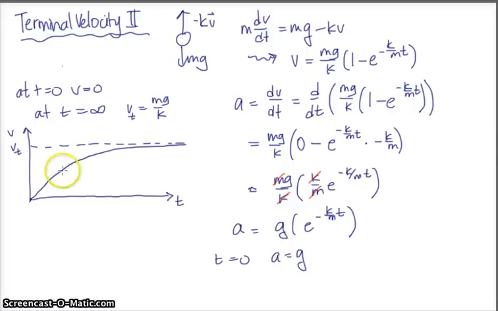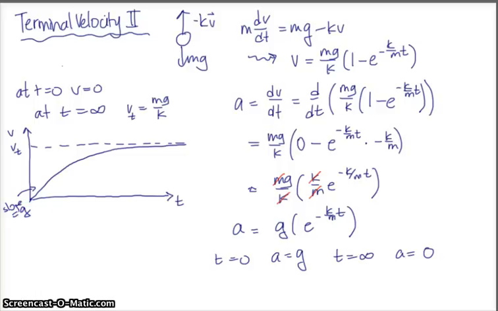How does that manifest itself on the velocity graph? Well, right here, the slope of the velocity graph is g at the beginning. At t equals infinity, g times e to the negative infinity, e to the negative infinity is 0, so the acceleration is 0, which makes sense because this line is approaching the asymptote here and becoming more and more horizontal. At infinity, it is horizontal.